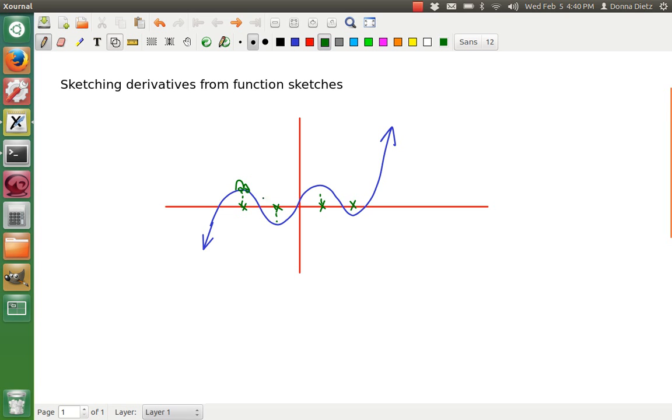And then the car is going downhill from A to B. The car is going downhill from C to D, but it's going uphill from B to C. And then again, it's going uphill from D onward, and it's going uphill before A. So this is what f prime would look like, again, roughly.